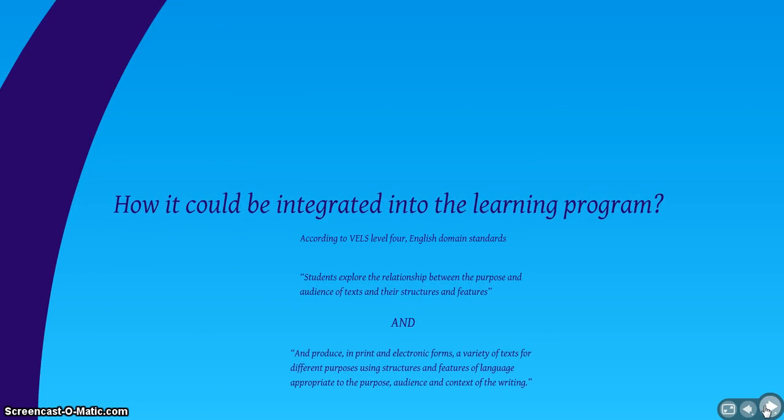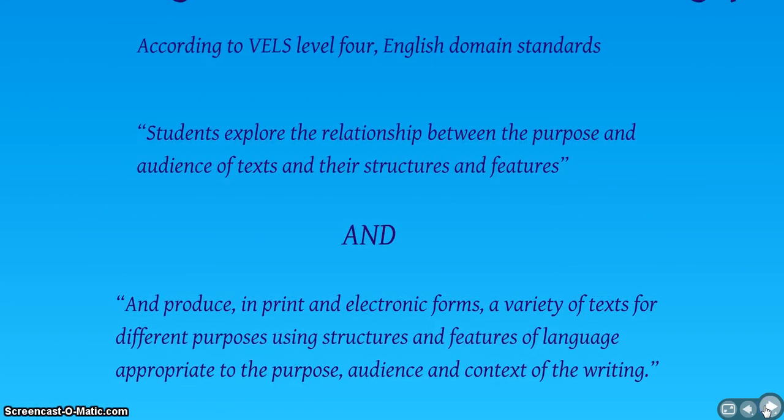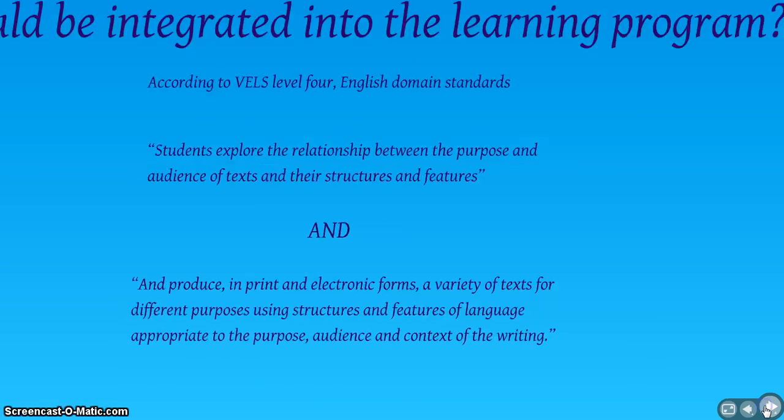This video addresses standards in the VELS Level 4 English domain, such as: students explore the relationship between the purpose and audience of texts and their structures and features, and produce in print and electronic form a variety of texts for different purposes using structures and features of language appropriate to the purpose, audience, and content of the writing.